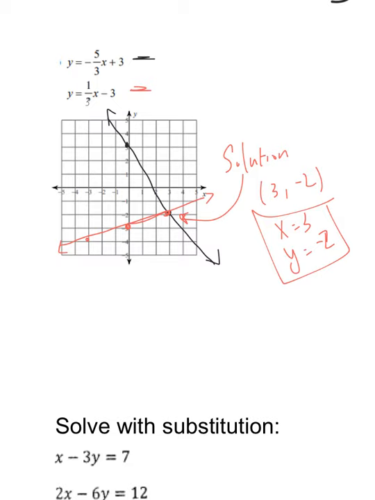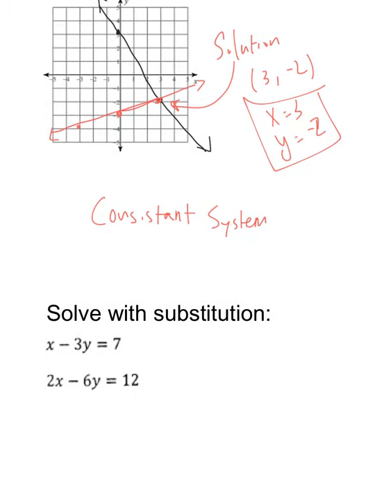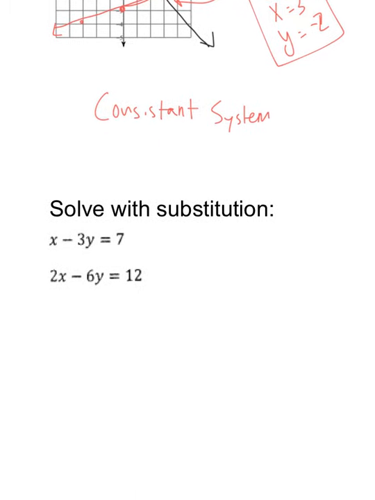The next method is going to be solving by substitution. As a note, we call this a consistent system. I don't really care too much about this, but it is what the book uses. We'll see an inconsistent system here in a second. All right, we're going to do a couple examples here. This first one is going to end up being an inconsistent system, but let's see why.